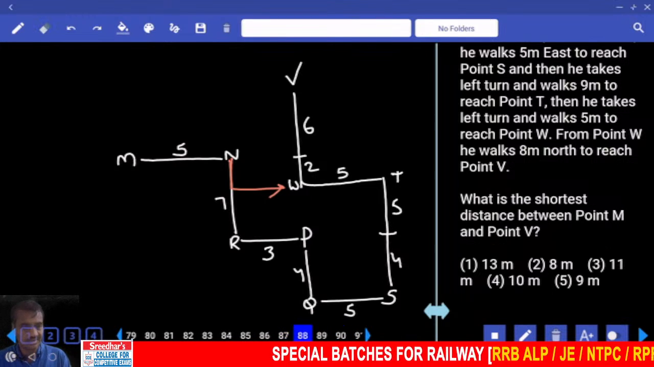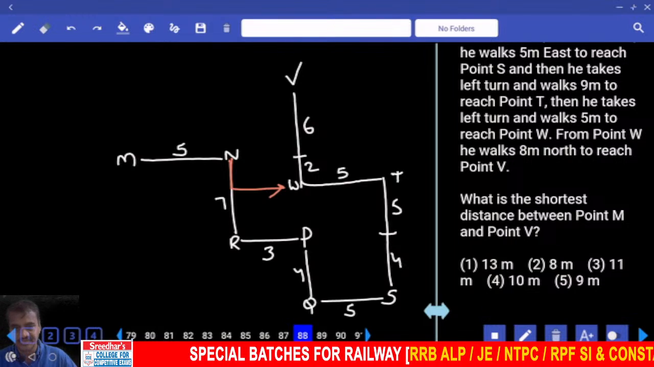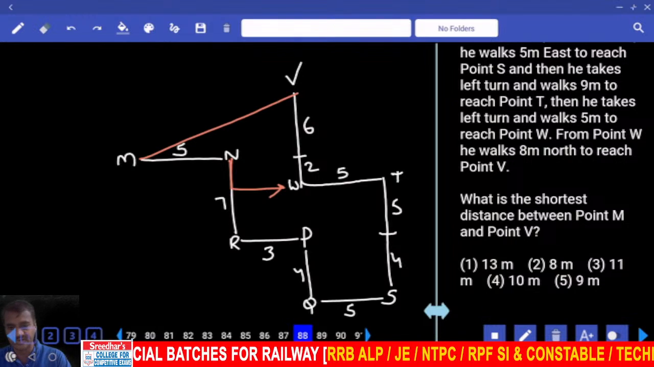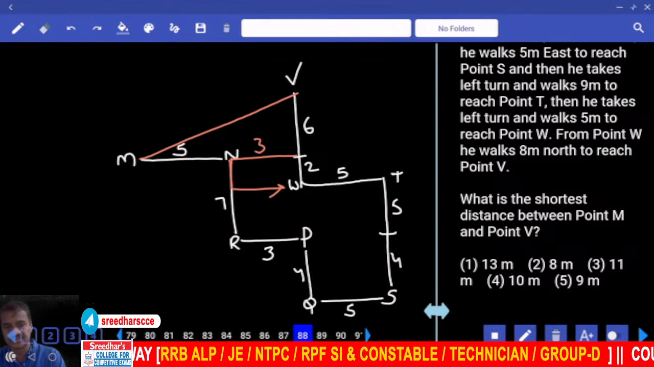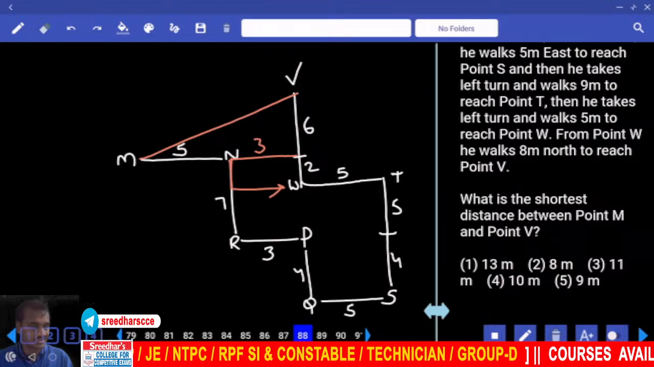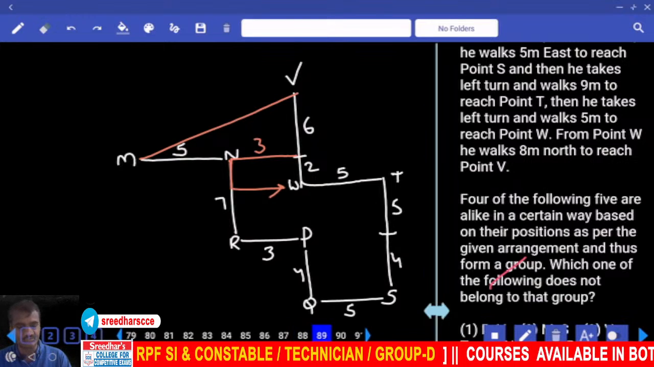And 88, now the shortest distance between M and V. M is here, V is here, we need to find this one. To find this distance, how much is your 5 plus 3, 8. 8 and 6. 8 square plus 6 square, how much? 10 meters, choice for 88.